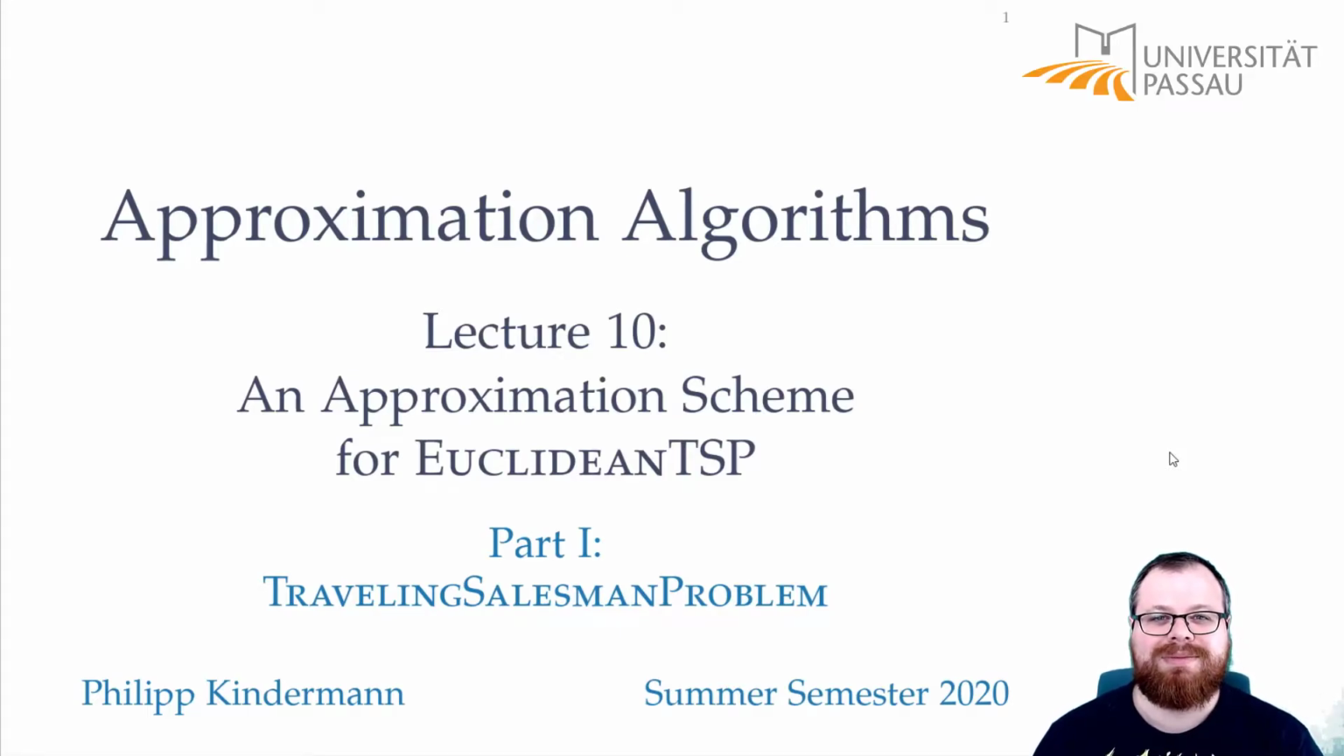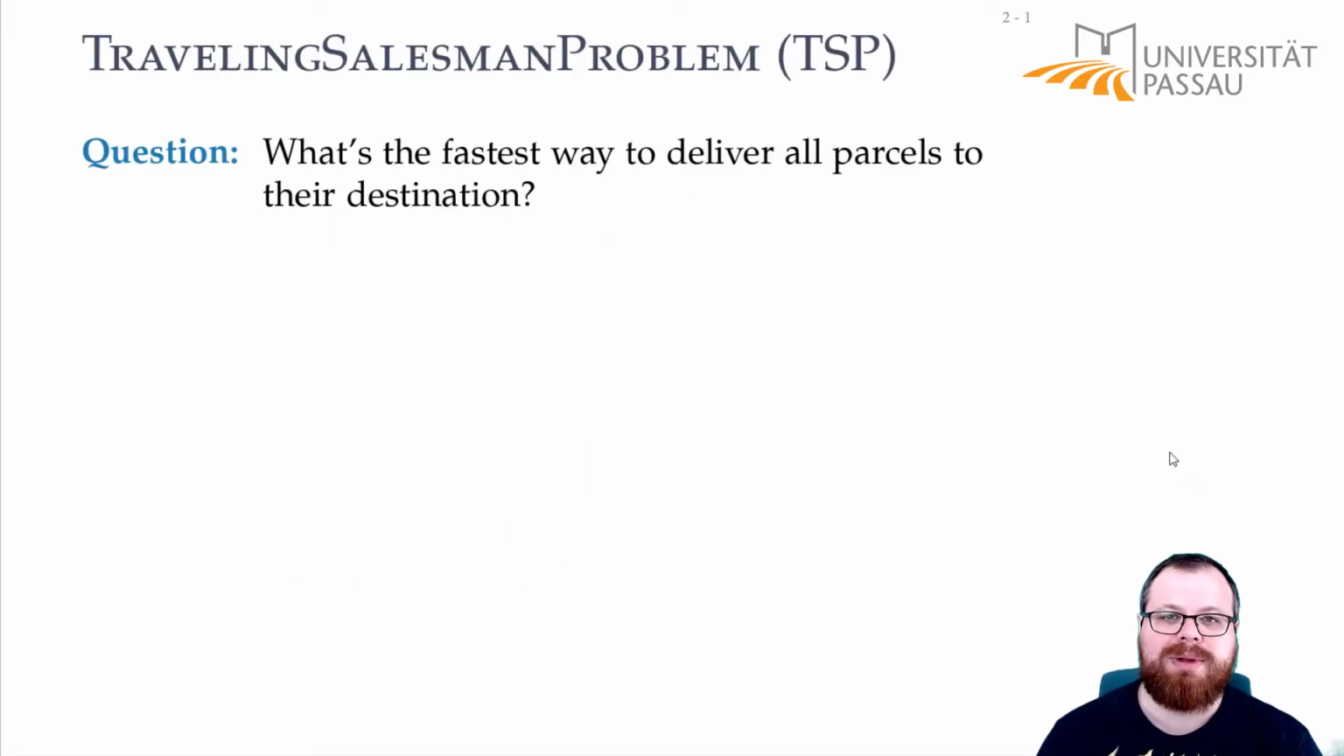Welcome to the 10th lecture on approximation algorithms. Today we will learn about a polynomial time approximation scheme for the Euclidean traveling salesman problem that was developed by Sanjeev Arora in 2010. Let's start with the problem definition.